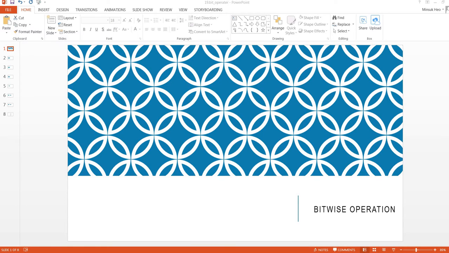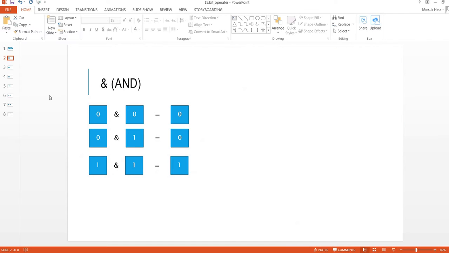Hi, today's lecture is bitwise operation. The first one is AND. When we have two values, 0 and 0, the result is 0. And when we have 0 and 1, it's also 0. Only if we have 1 and 1, the result is 1.